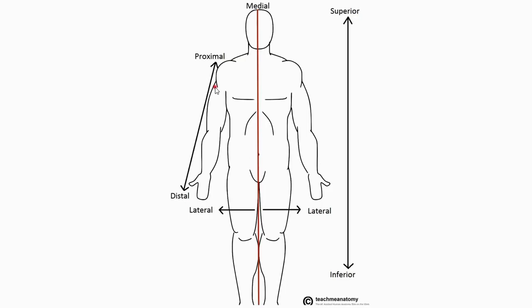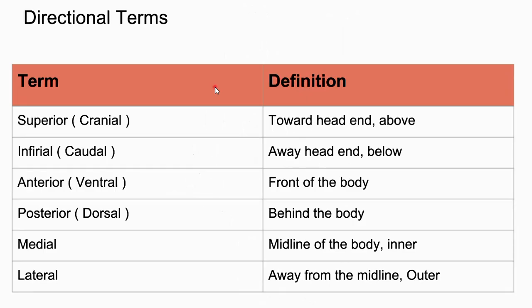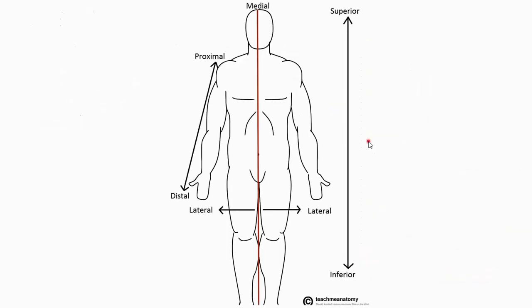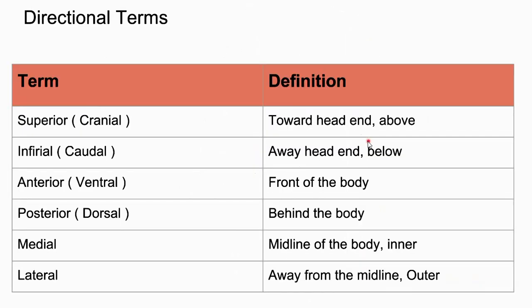So anatomical terms are as follows. We have superior, which means towards the head and above, just like what we saw in that cadaver. We have inferior or caudal, which is away from the head and or below. We have the anterior. Anterior or ventral means in front of the body. Anything that's at the back or behind of the body is called the posterior or dorsal region.